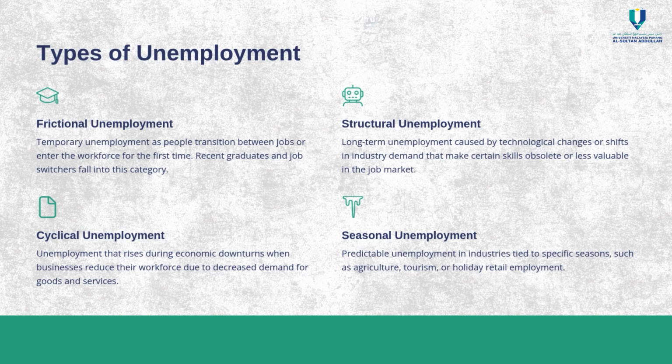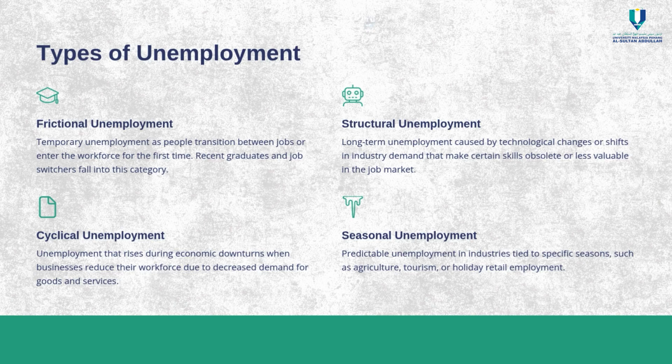First, we have frictional unemployment. This happens when people are between jobs. For example, a fresh graduate looking for work. Then we have structural unemployment. This is unemployment caused by changes in the economy. For example, when technology replaces jobs, like automation in factories.